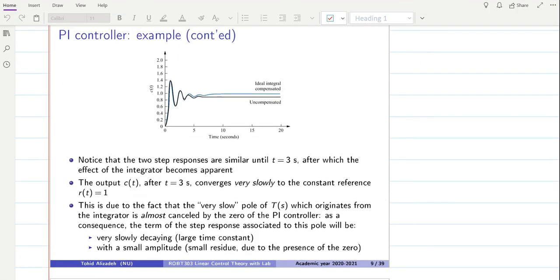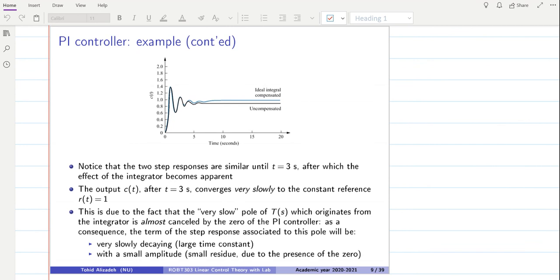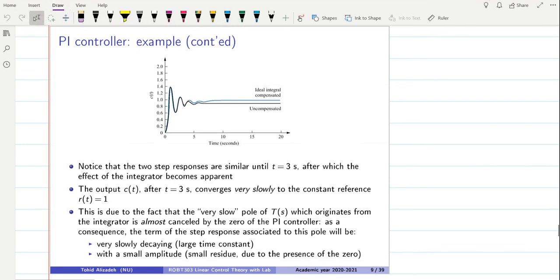Okay, so we know that by the introduction of the PI controller, the response of the system has become slow. And this is due to the fact that we have a very slow pole of T of S, which originates from the integrator. And it's almost cancelled by the 0 of the PI controller.